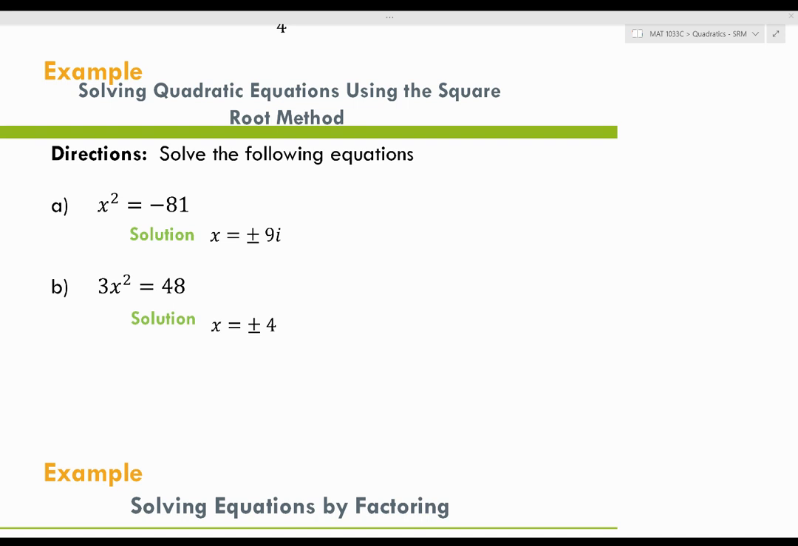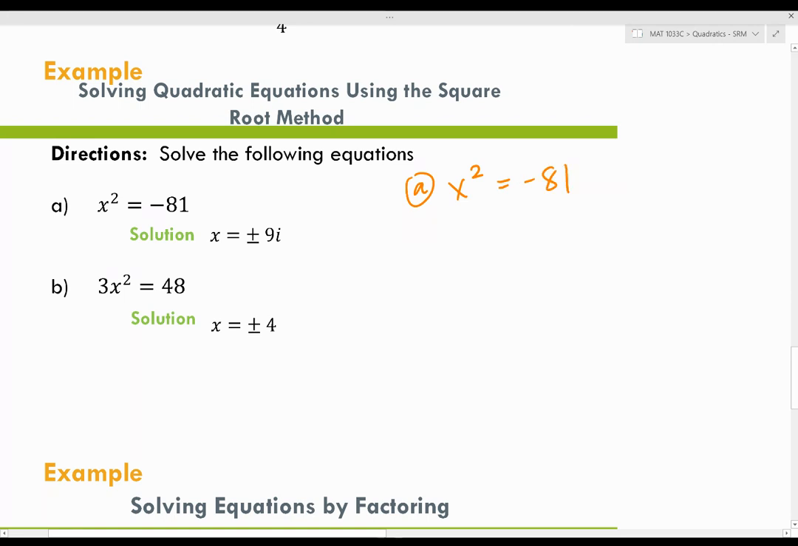All right, you guys, we're going to continue our discussion on solving quadratic equations using the square root method. Let's take a look at these examples. So it says to solve the following equations. So for A, we have x squared equals negative 81.